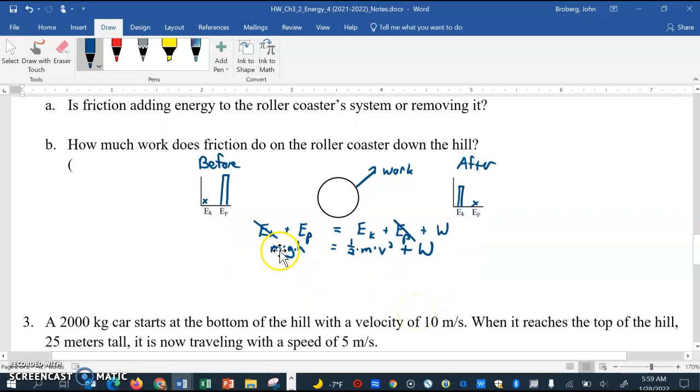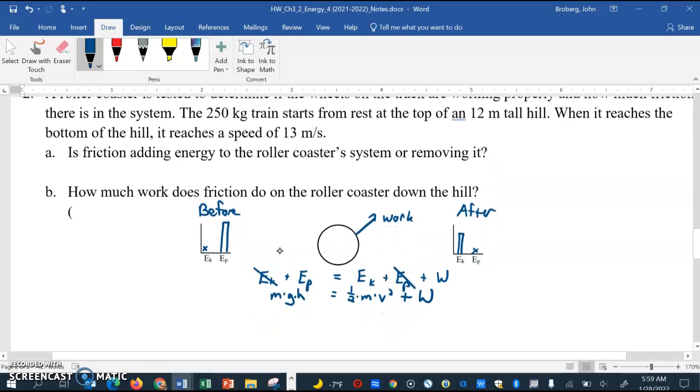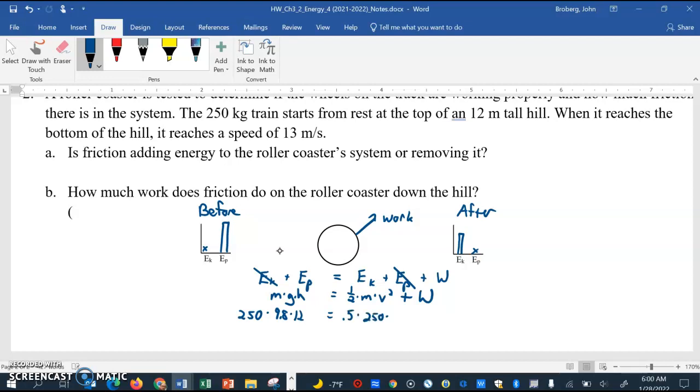So this part, the mass, they tell us it's a 250 kilogram train, times g, it's 9.8, times the height, it's a 12-meter tall ramp. And then we have 1/2, or you could do 0.5, times the mass, 250, times the velocity. And here they actually tell you the velocity. It's 13, and that has to be squared, plus the work. We're going to solve for the work. And to do that, we got to do some calculations.